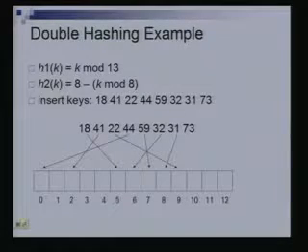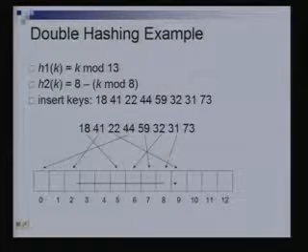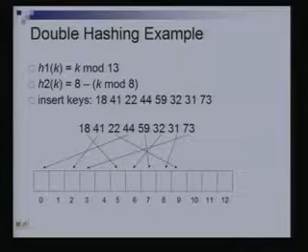73 mod 13 is 8, so it will try to go to 8. That's occupied, so we compute h2 of 73. 73 mod 8 is 1, so h2 of 73 is 7. So we will go to 8 plus 7, 15. 15 is 2 mod 13, so we go to location 2. That's occupied, so 2 plus 7, 9. That's also occupied. 9 plus 7, 16. 16 mod 13 is 3. So it goes to this location, which is unoccupied, so it ends up here. So this is how the elements would be distributed in the table. Is this clear to everyone?